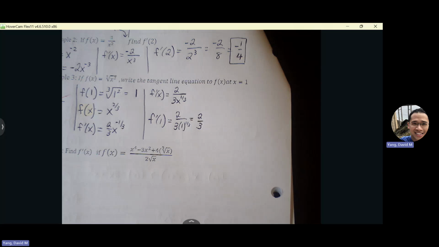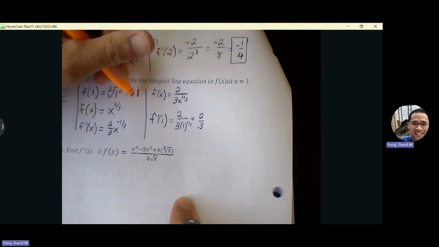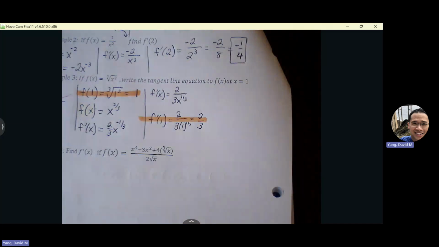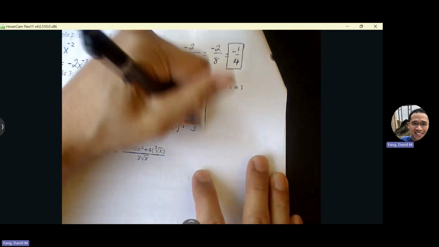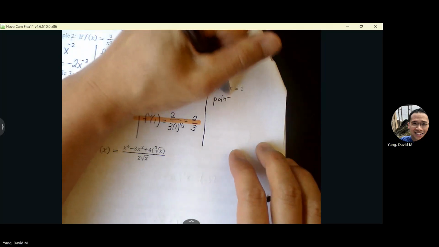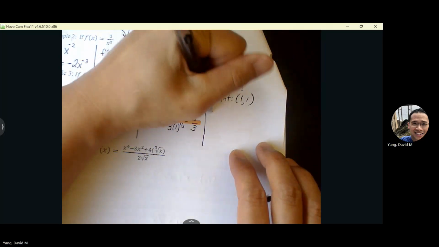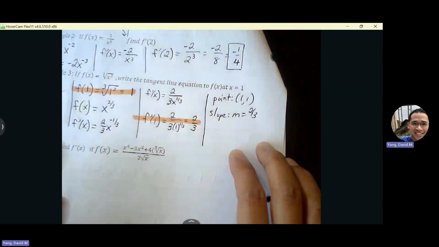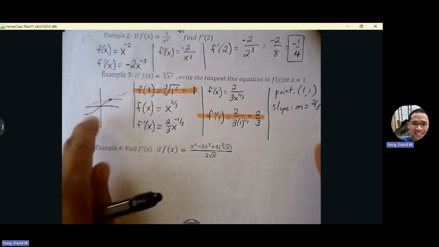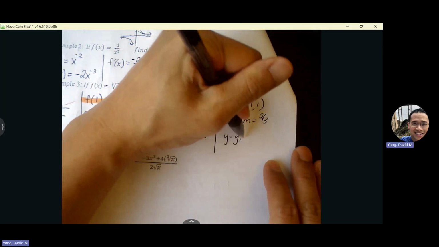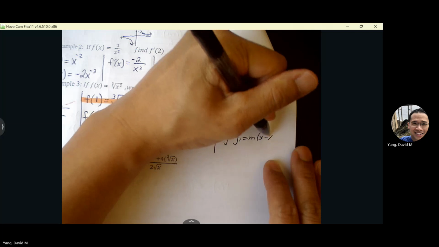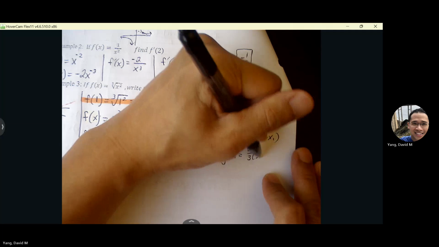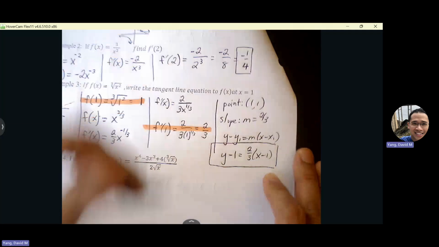So the information that's useful to us is our ordered pair, which is 1, 1, coming from the original function, and then our slope, which is coming from the derivative, which is 2/3. So let's put it all together here. We have our ordered pair at 1, 1. We have our slope at 2/3. Now we're just building the equation of this tangent line here. So point slope form. There's our tangent line.